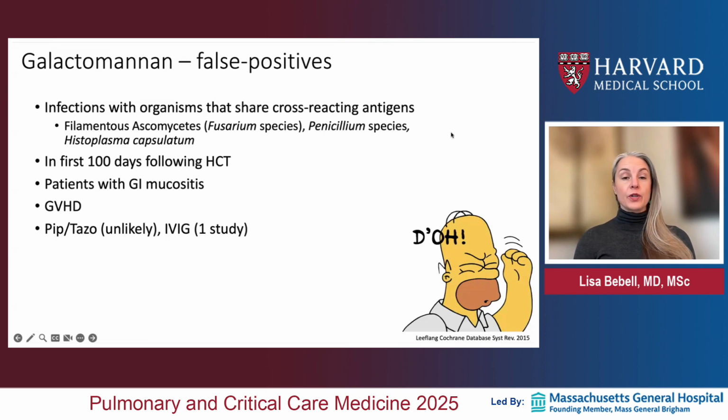False positives also occur after hematopoietic stem cell transplant itself, usually within the first 100 days. Patients with mucositis can have false positives. Graft versus host disease patients can also have a false positive. Piperacillin and tazobactam may or may not cause a false positive. Early studies suggested it, more recent studies have not. And IVIG was suggested to cause a false positive in one study.